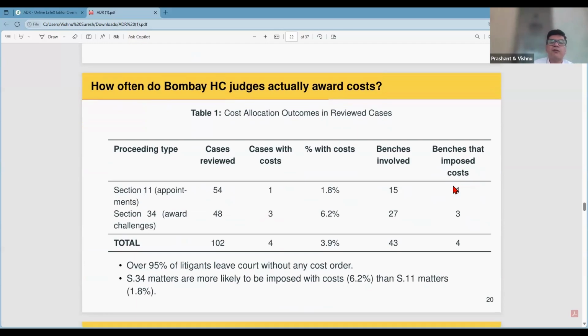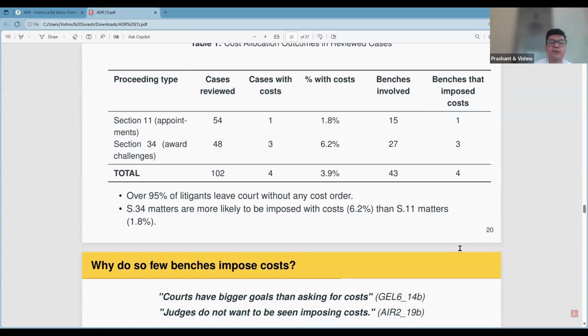We find that out of 102 cases, only 4 cases, the judges had imposed costs, which means it's less than 4%. There were 43 benches, but only 4 benches imposed cost. But actually, these benches also are not very consistent in imposing cost. Sometimes they do and sometimes they don't. So which means that most litigants leave court without any cost orders. Section 11 matters usually do not involve costs as much as Section 34. So Section 34 matters are more likely to be imposed with costs.